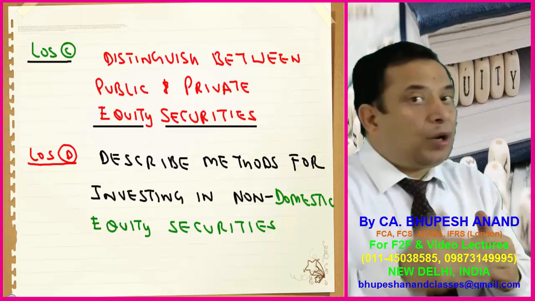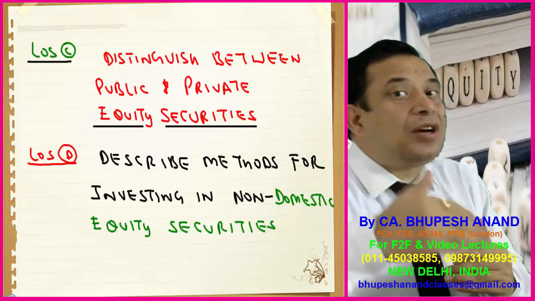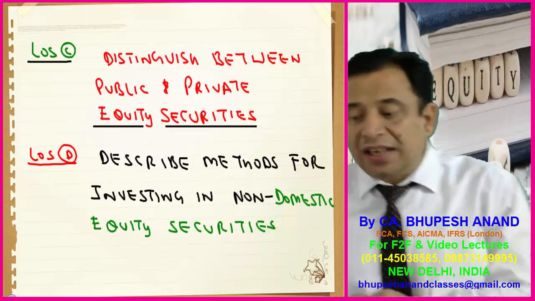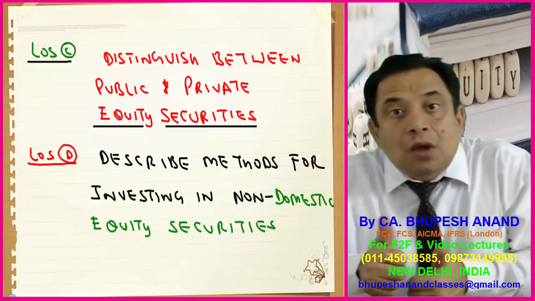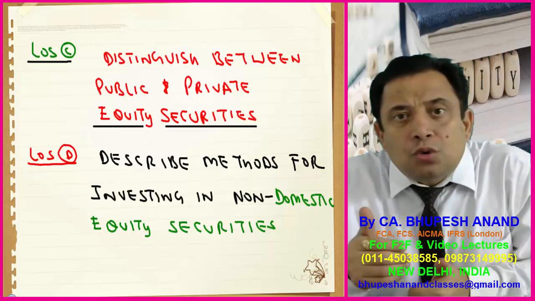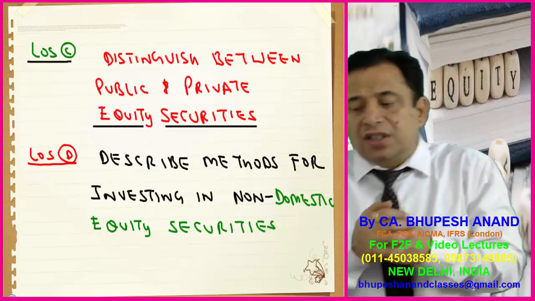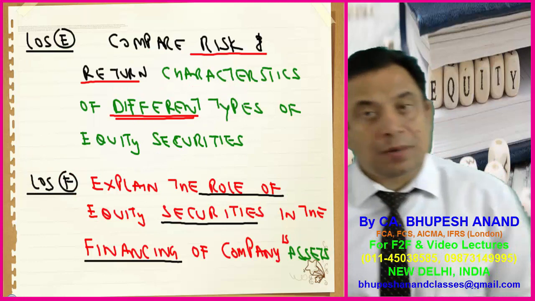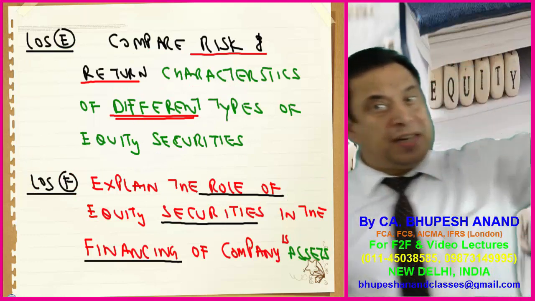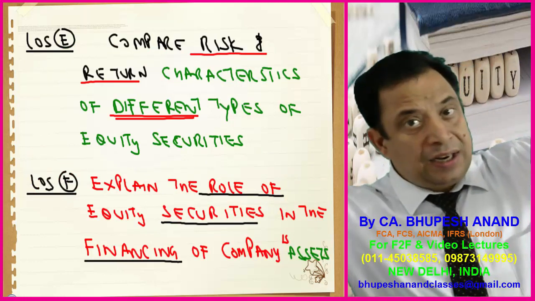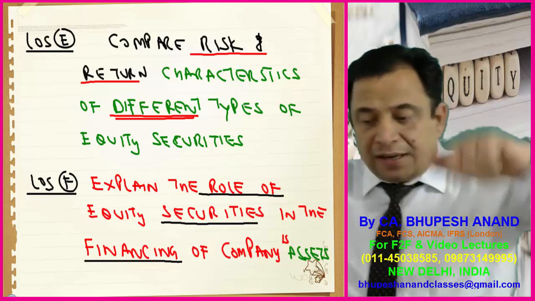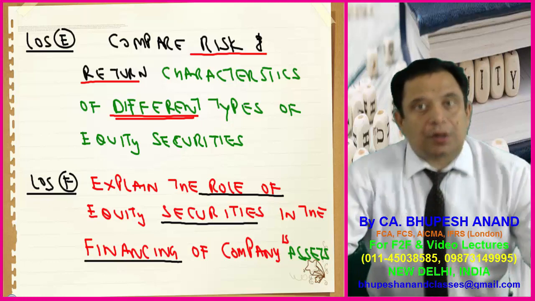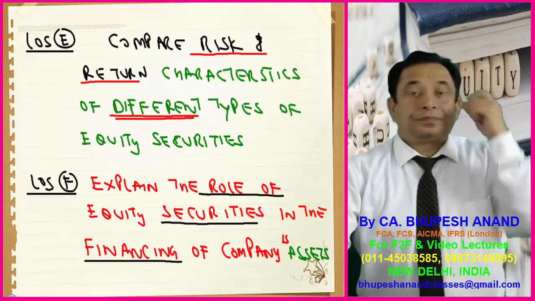I will be devoting each lecture to each learning outcome. Learning outcome number D: what are the different methods? What is the meaning of IPO, Euro issues? What are the different methods for investing in non-domestic equity shares? How can you invest in non-domestic equity shares? So these are 4 learning outcomes. Total 8 are there. Learning outcome number E: compare risk and return features of different types of equity securities.